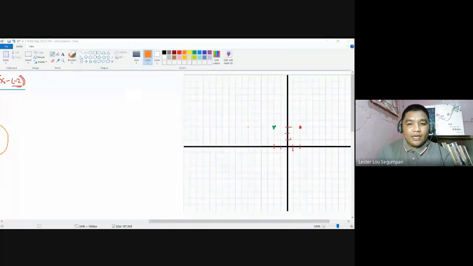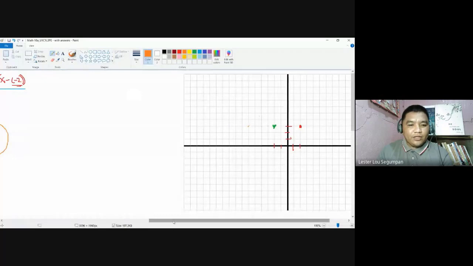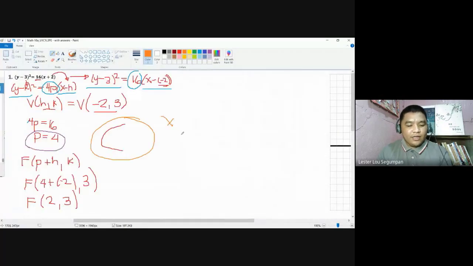The formula, if you would like to follow the formula for the directrix, for equations that are opening right or left, we have here the equation, let's use red, x is equal to h minus p. Minus because it's on the opposite side. But anyway, the p value will give us what we need. h is negative 2 minus p, which is 4.